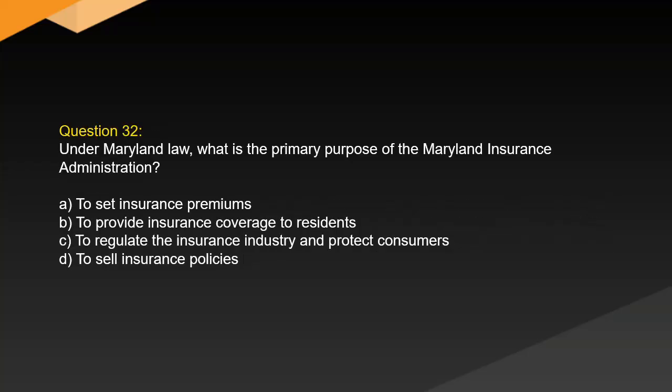Question 32. Under Maryland law, what is the primary purpose of the Maryland Insurance Administration? A. To set insurance premiums. B. To provide insurance coverage to residents. C. To regulate the insurance industry and protect consumers. D. To sell insurance policies.